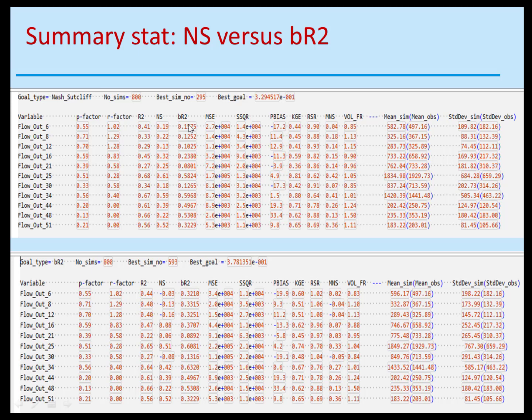So the objective function makes a lot of difference on everything: on the statistics, on the parameters, on the sensitivity analysis, and so on.